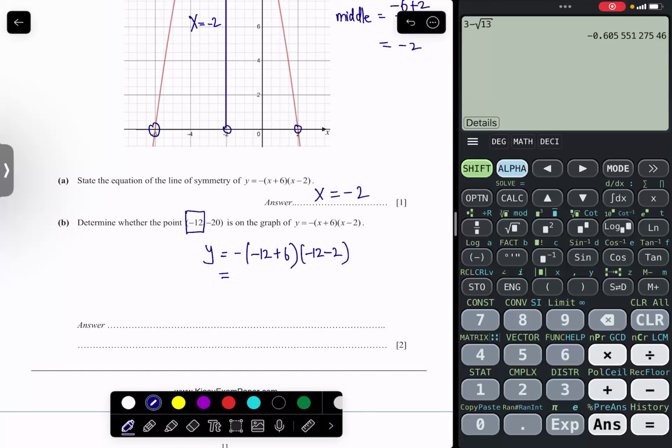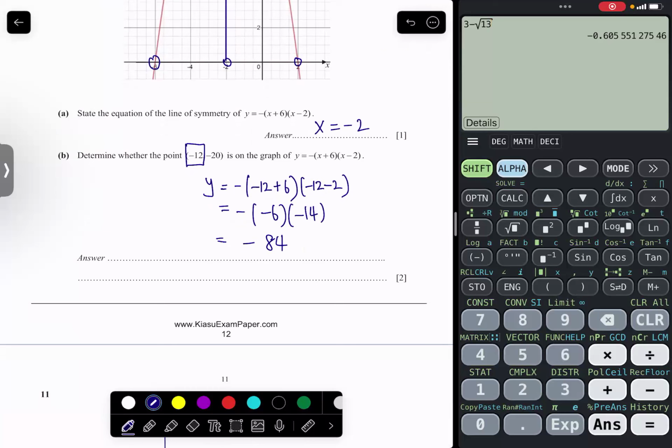Okay, so this will be -12 plus 6 is -6. -12 minus 2 is -14. However, this is multiplicative, so it actually becomes -84. Okay, so when x equals -12, the graph is at -84. Therefore, (-12, -20) does not lie on the graph. Simple.